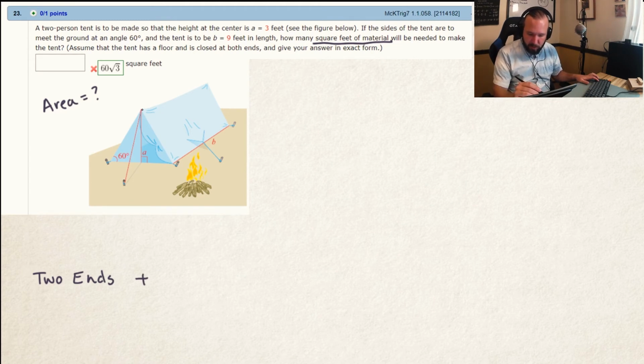And then there's 2 walls here. And then there's another one on the other side over there. You see? So then 2 walls. And then there's also a floor to this tent, so you don't have to sleep on the ground.